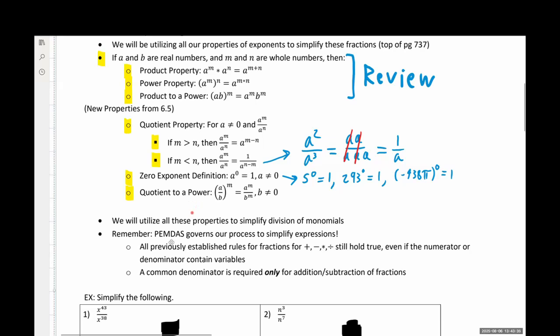So I would recommend referencing PEMDAS and let that govern what you're doing first, what you're doing second, third, fourth, etc. with these problems. Do not try and do too much at once. That tends to be where things go horribly wrong. So don't force it if you don't have to.